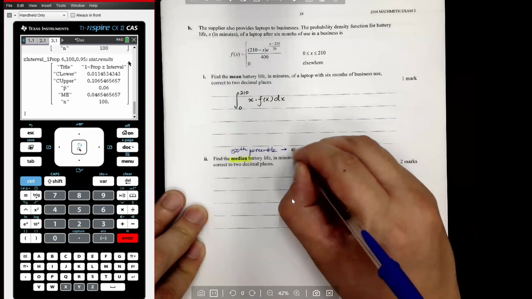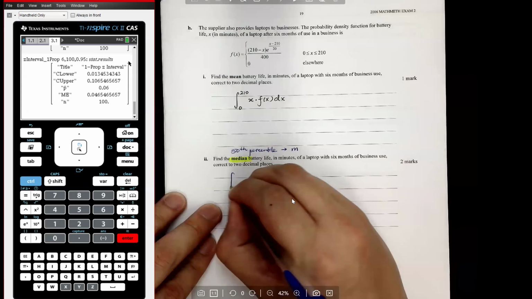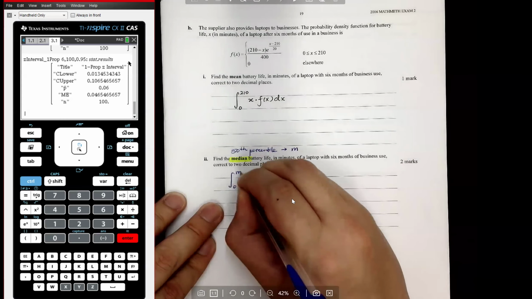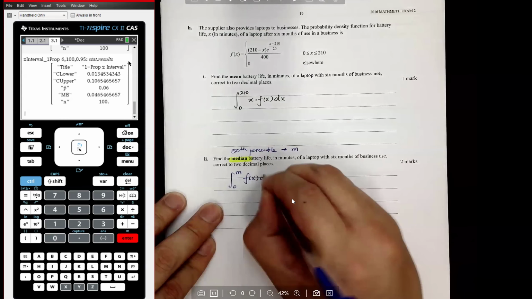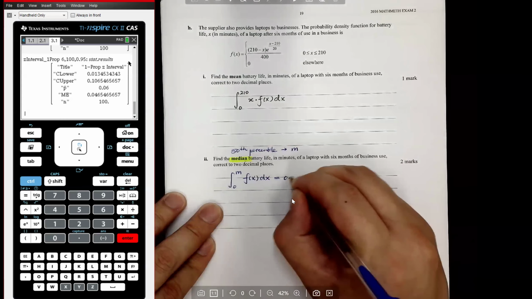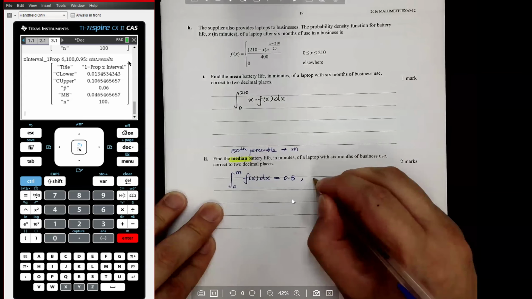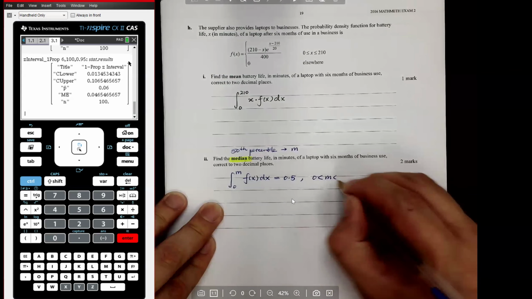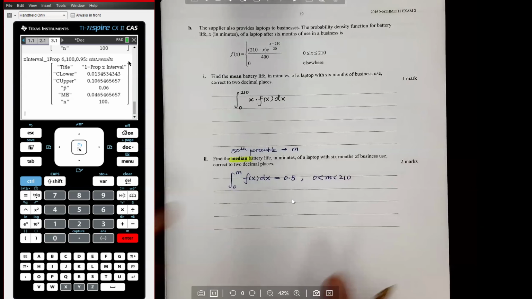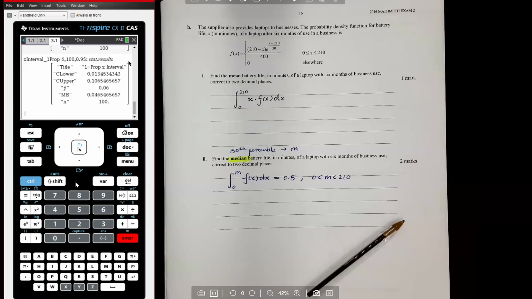We usually say this is m. So that is the probability under the curve from 0 to m, f of x dx equals 50%, which is 0.5. Then you solve this equation numerically, where m is between 0 and 210. I outlined the solutions here.